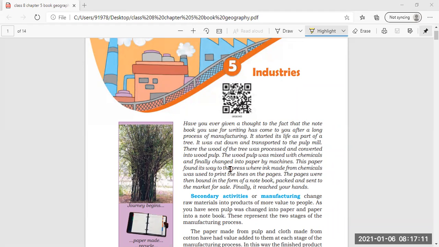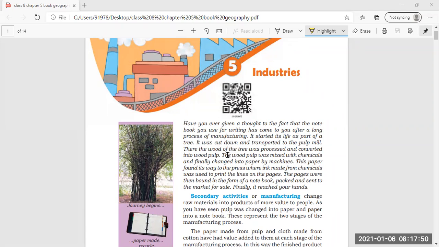It was made into a very soft mixture, and the wood pulp was mixed with chemicals and finally changed into paper by machines. And this paper found its way to the press, where ink made from chemicals was used to print the lines on the pages, and the pages were then bound in the form of a notebook, packed and sent to the market for sale, and finally it reaches your hands. That means the final product is the book which you get in your hand.